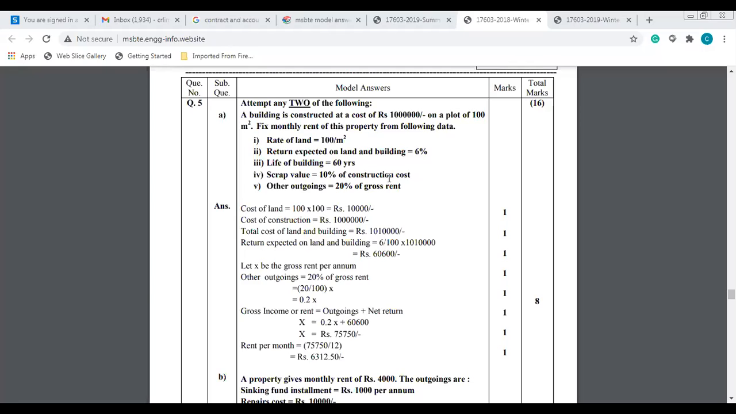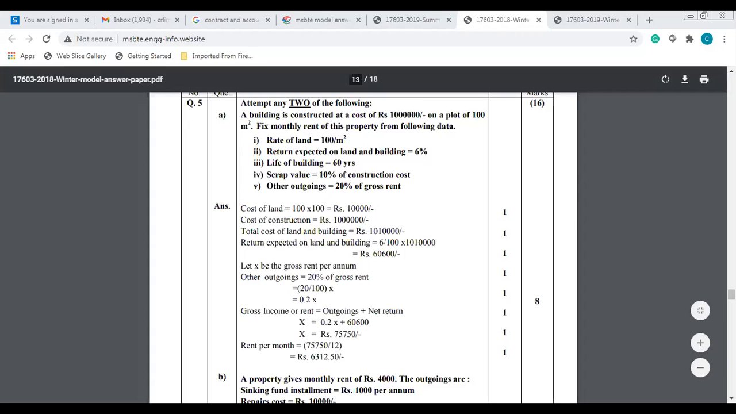Now how to decide the rent for such problems? Cost of land is given, that comes as 100 multiplied by area, that is 100 is the area and 100 is the rate. If you go with the problem again, I will use the pointer. A building is constructed at a cost of rupees 10 lakh, so that is the cost of construction for the building on a plot of 100 meter square area. So the area of the plot is 100 meter square.